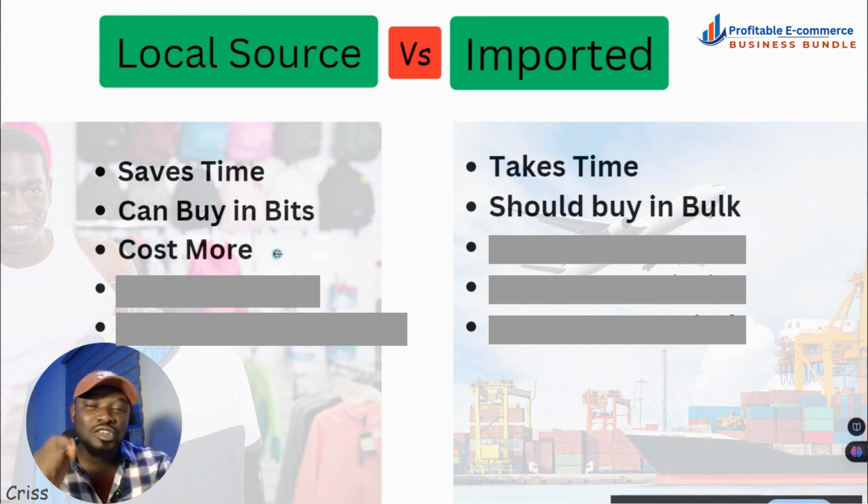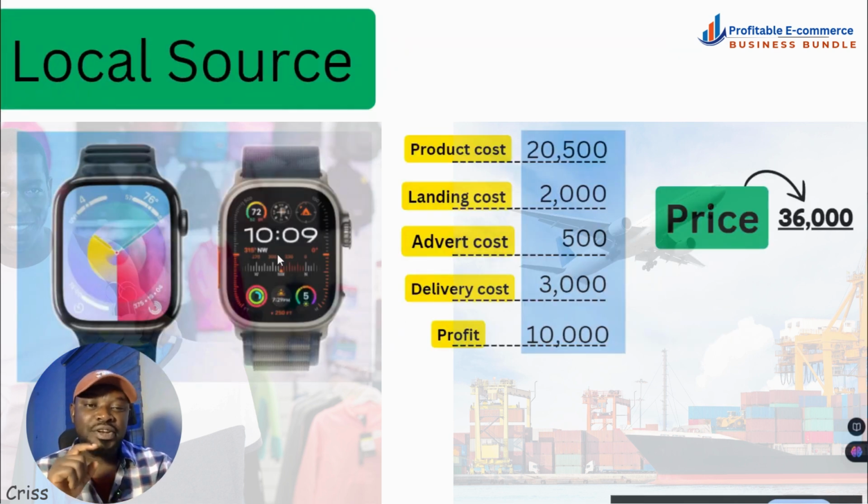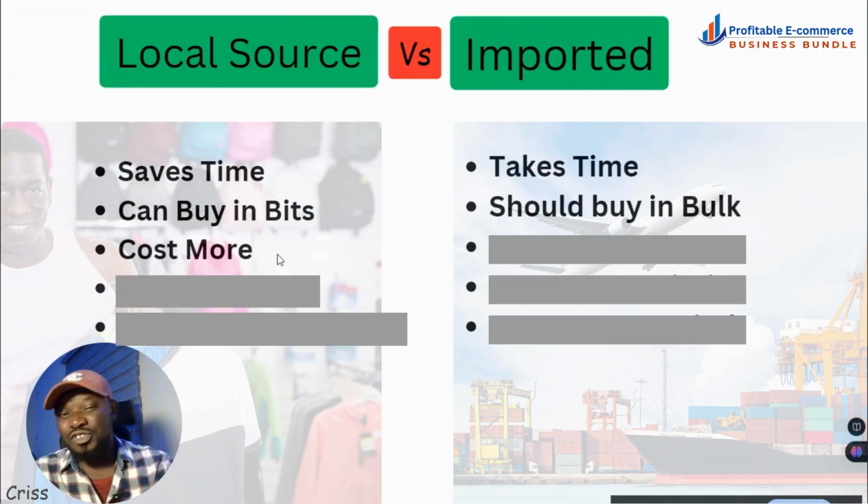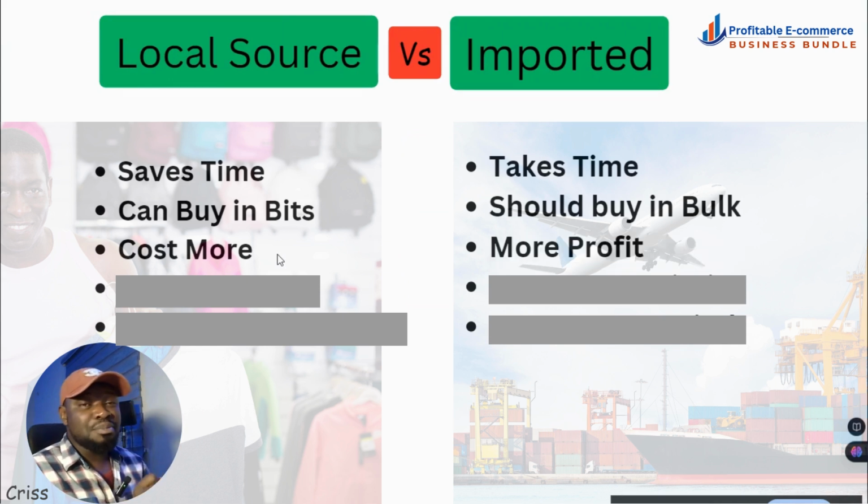Then it costs more to source locally, as we have seen that when we are sourcing locally, we bought it for 20,500, but when we imported it, it was 14,500. So it costs you more money when you're buying locally because, of course, your vendor needs to make profit as well. Now you make more profit when you import. You make more profit when you import.